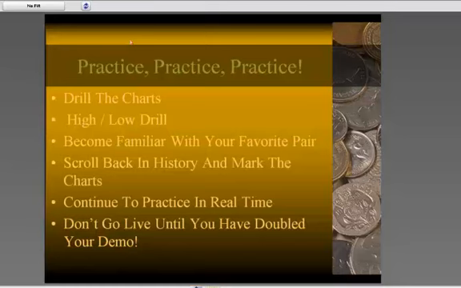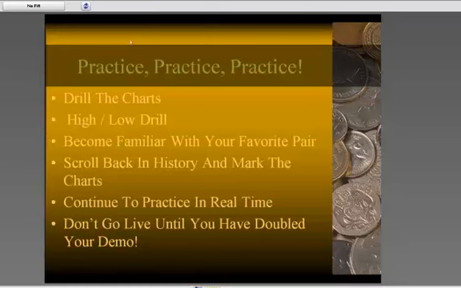Drill the charts, the high-low drill. I didn't mention this. I'll mention it now. When I was learning the business, I did a high-low drill. I used to get in front of the high or the low when it was forming and try to get it within the pip, nail it. And what my report looked like was -5, -5, -5, plus 125.